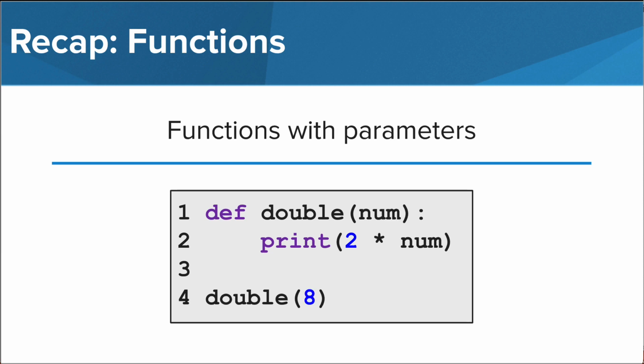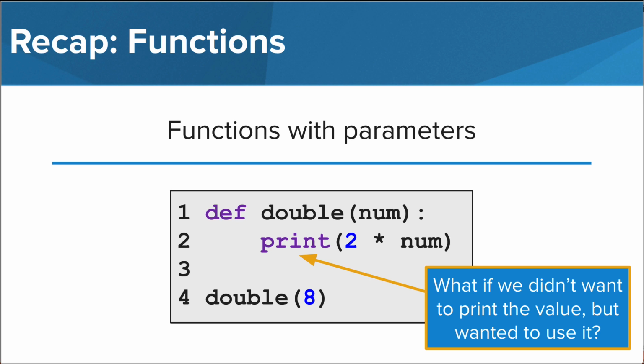We can also define functions with parameters, which will do a slightly different thing every time it's called based on the parameters we use and the values that are given to it. In this altered version of the double function, we can give the function a value, and it will print back to us whatever double that number is. In this case, when we give it the number 8, it will print 16.